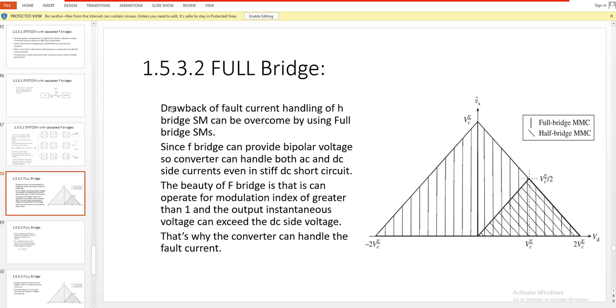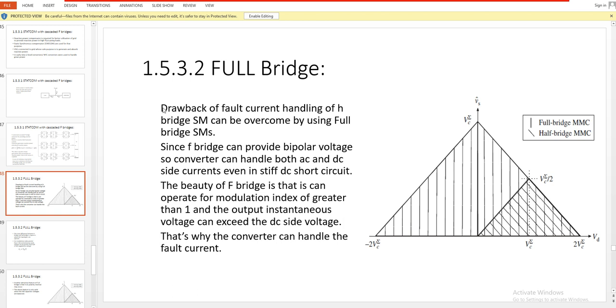So we did see that the half bridge submodule topology loses its control of the converter whenever a stiff DC fault occurs at the DC line. Now we are going to see what happens whenever we are using the full bridge converter in our system, simply using full bridge as an MMC.